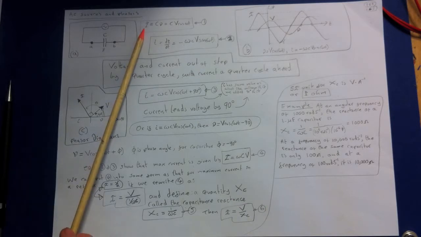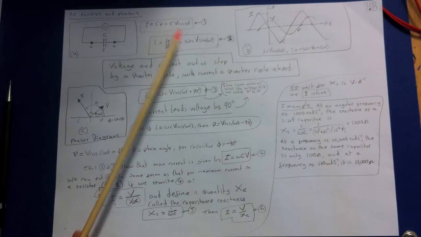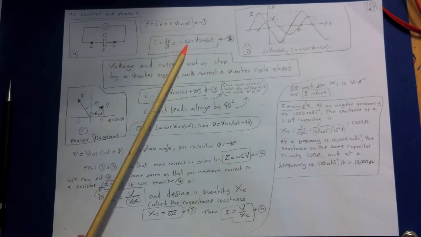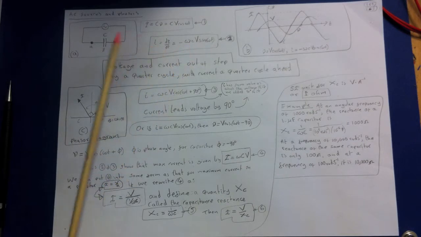To get the current, we need to remember that current is the rate of change of charge. If we think of the rate of change of charge, that's dQ by dt. We need to differentiate this, and so we end up with minus omega C V sine omega t. That's the current. You'll see now this is different to the resistor.